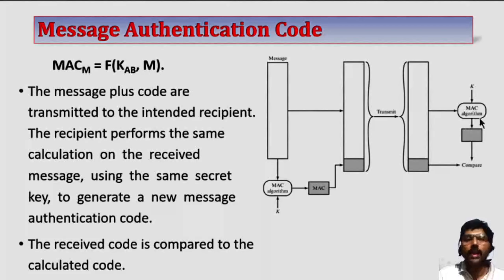The receiver side also has the same key as well as the same MAC algorithm. At the receiver, it takes the same plain text, applies the same key, and generates one more MAC. This MAC is compared with the MAC which is sent by the sender. If both are matching, that means the message is not modified. If the MAC generated by the receiver and the MAC sent by the sender do not match, that means somebody modified the text.